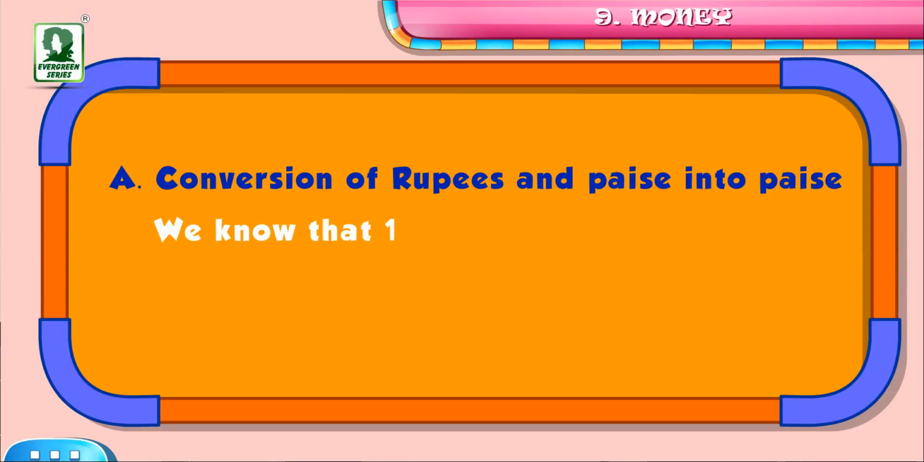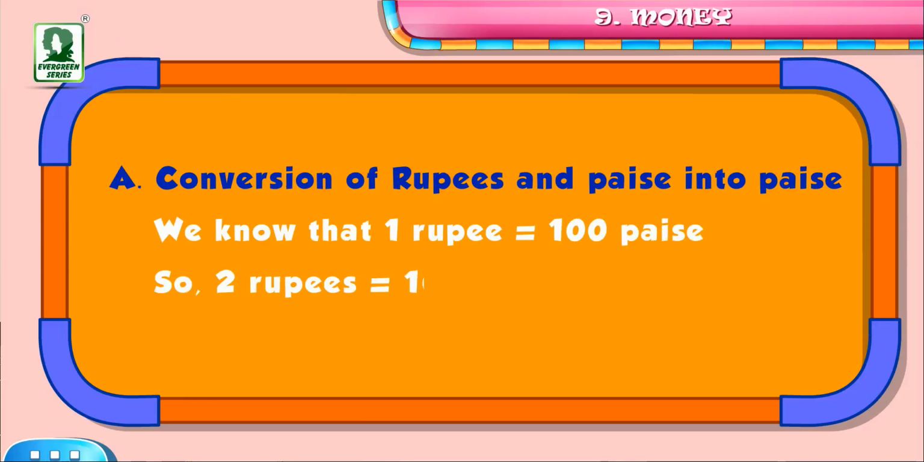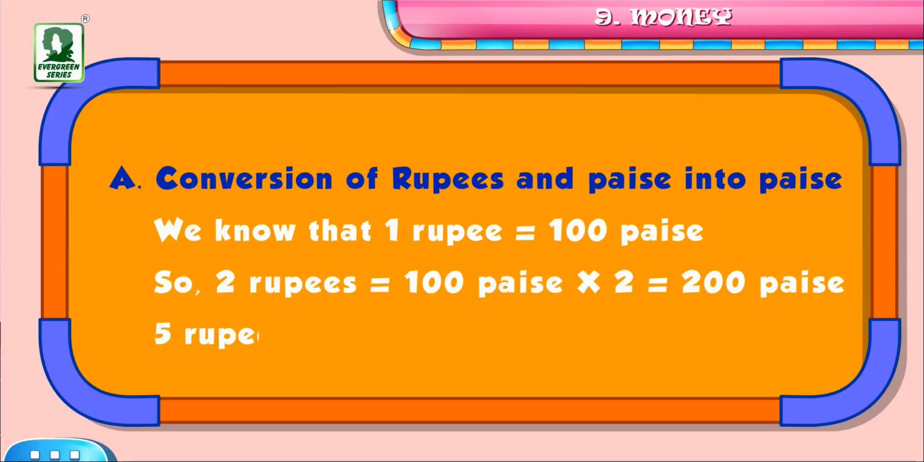We know that 1 rupee is equal to 100 paise. So 2 rupees is equal to 100 paise multiplied by 2. Thus 2 rupees is equal to 200 paise. Similarly, 5 rupees is equal to 100 paise multiplied by 5. Thus 5 rupees is equal to 500 paise.